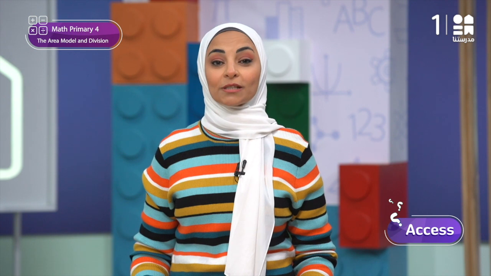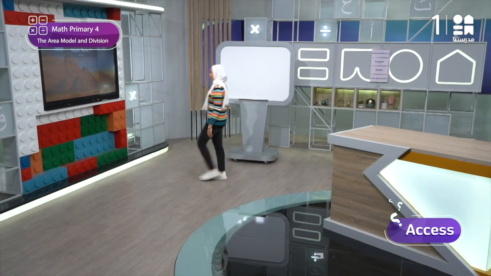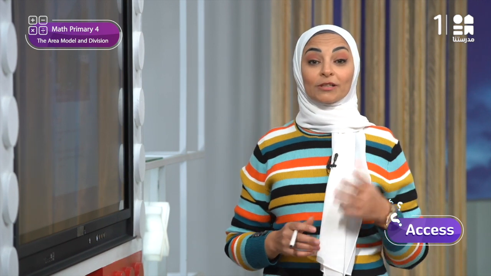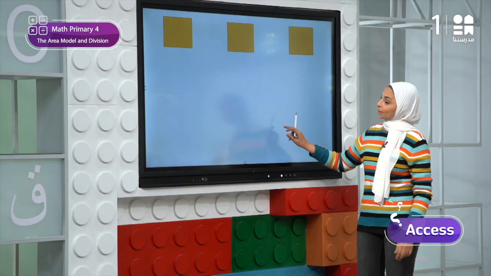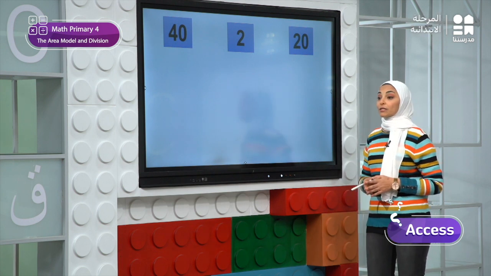But let's first refresh our minds and answer some simple mathematical operations in the access part on page 308 in your school book, which is called the target number. Let's see it all together. Here in the target number activity, if I gave you a group of numbers and I asked you to use addition or subtraction or multiplication or division to create a specific number, like 40 with 2 and 20. Let's see. Now if you have 40 with 2 with 20, how can we use the mathematical operations with these numbers to form the number 100?